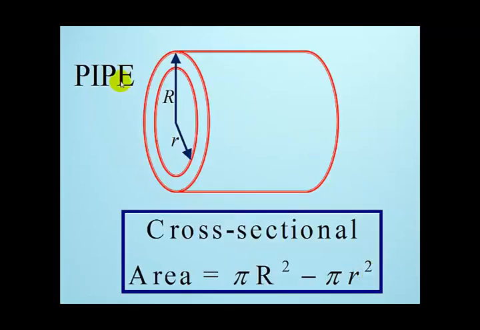Now, when we consider a pipe, it also has a cylindrical shape, but because of the thickness, we have two different radii. We have the inner radius, that is small letter r, and we have the outer radius, that is big R. Now the cross-sectional area will be equal to pi R squared minus pi r squared. Take note, it is pi R squared where the big R is the outer radius of the pipe and the small r is the inner radius of the pipe. So the cross-sectional area of a pipe is given by pi R squared minus pi r squared.